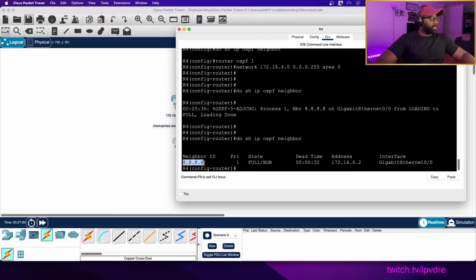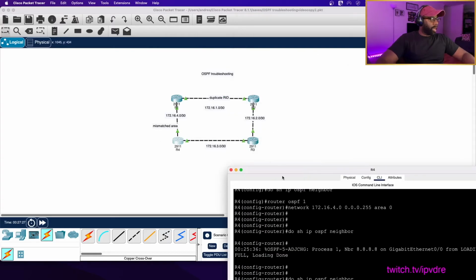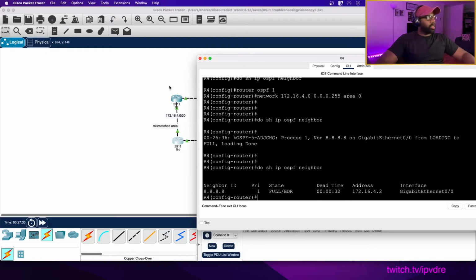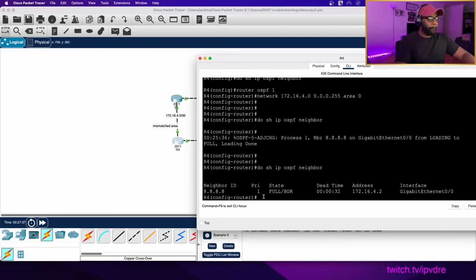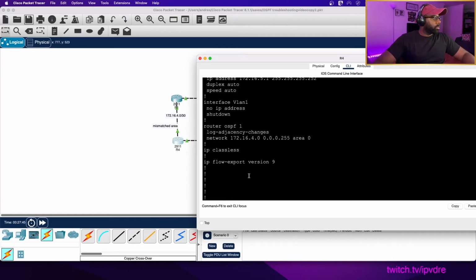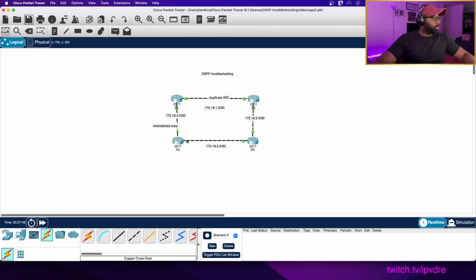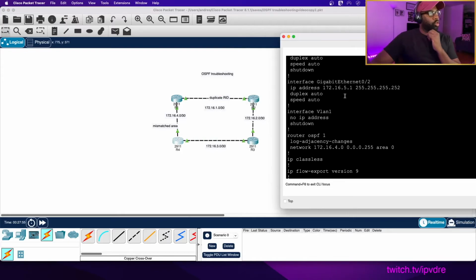Now it says that it has a neighborship with this router right here, right? But it's missing a neighborship with this router right here. And just to save time, the issue is that these two interfaces, they're not in the same subnet. So we have to fix that. Do show run. So this is G02, right? G02 says it's in the 172.16.5.0/30 network, which is not the 172.16.3.0 network. That is an issue, so we're gonna have to fix that.